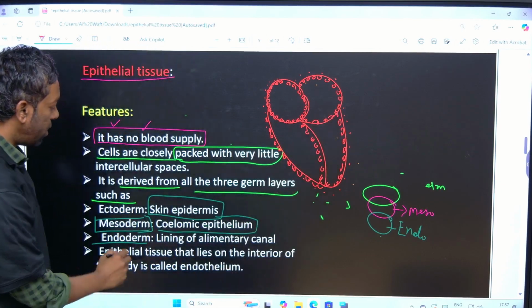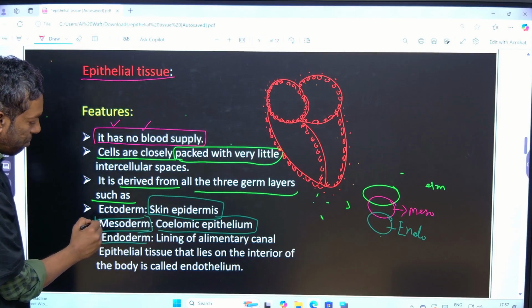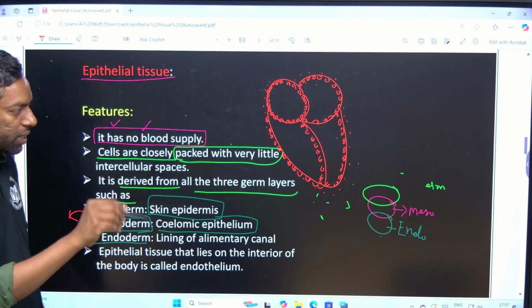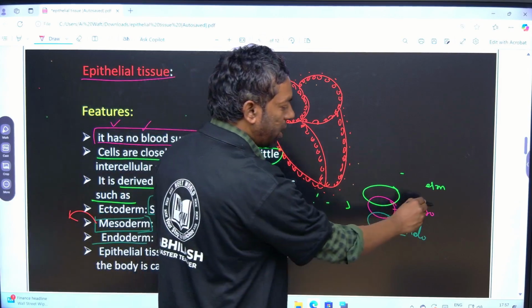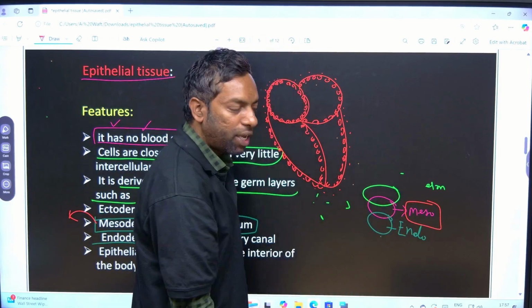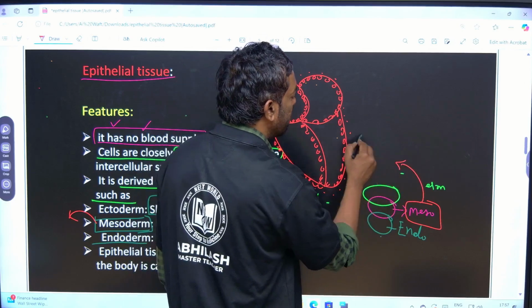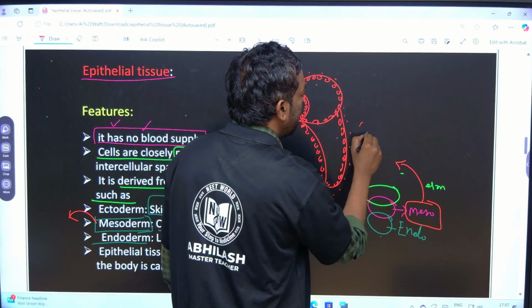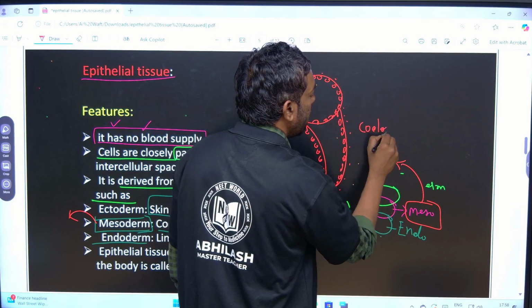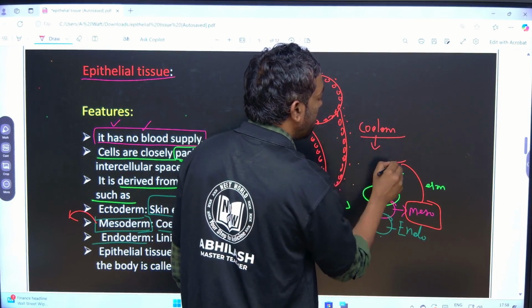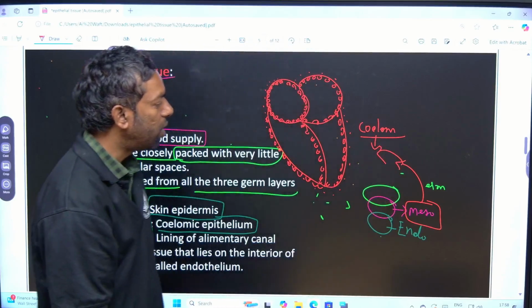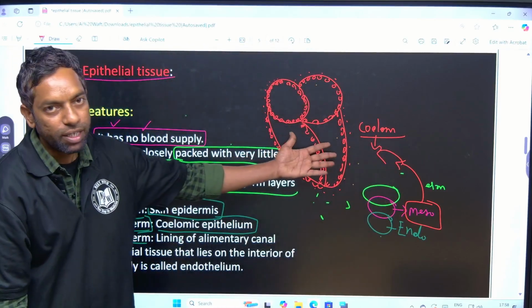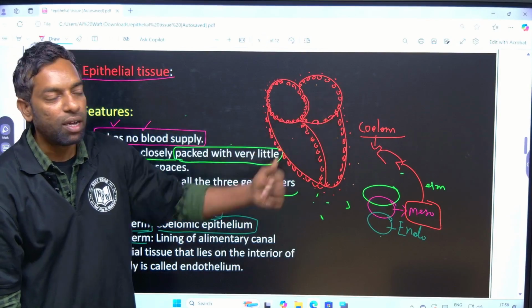Visceral organs. Coelom is developed from the mesoderm, guys. Coelom is developed from the mesoderm. This is the heart, developed from the coelom.